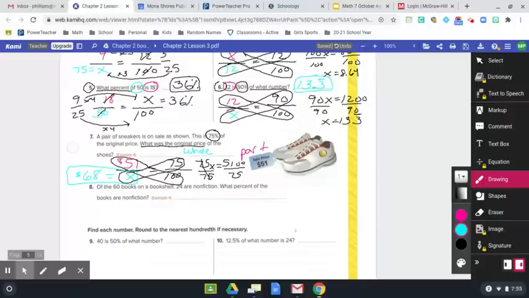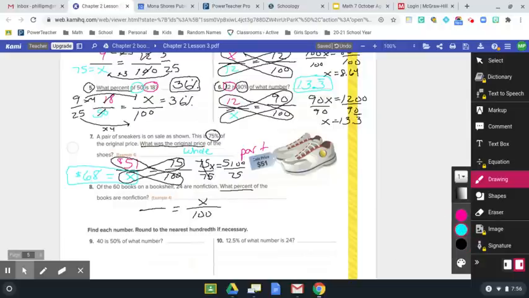Okay, let's try number 8. Of the 60 books on a bookshelf, 24 are nonfiction. What percent of the books are nonfiction? So it's asking you to find the percent, so you don't know the X in the numerator out of 100. And now let's go back and figure out once again, what's the part and what's the whole?